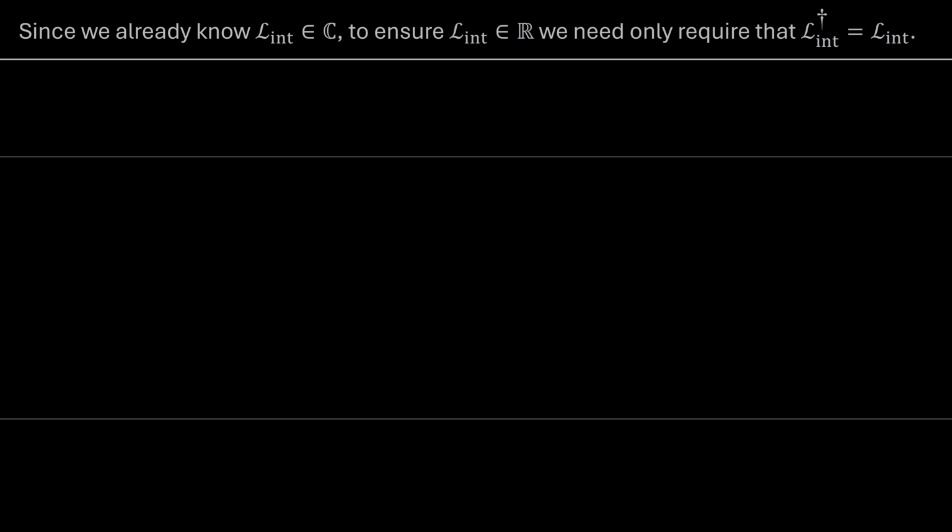Okay, so now let's answer the question of when we require our interaction term to be real valued, what constraint does that impose on G mu? The key insight is that in order to insist that our interaction term is real, all we have to do is say L dagger equals L. Because in all the possible complex numbers, the set of numbers that satisfy that equation is precisely the set of real numbers.